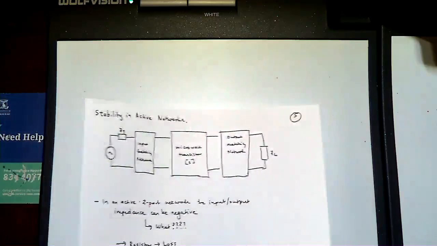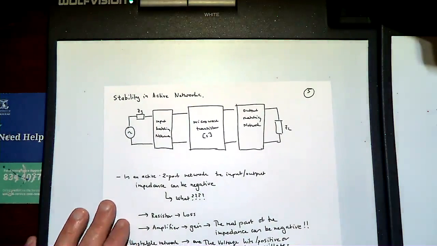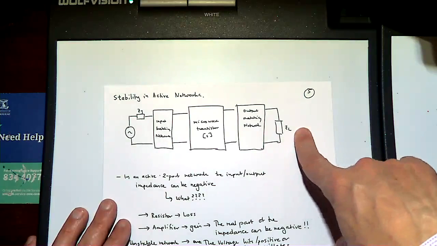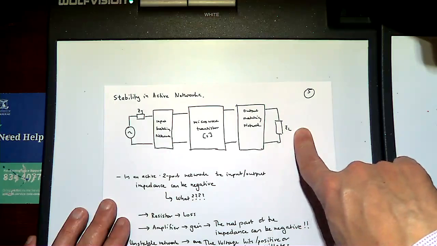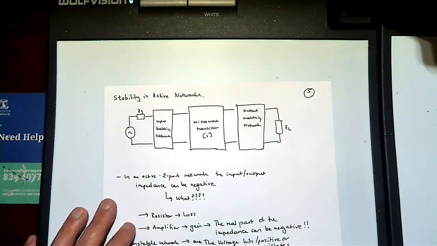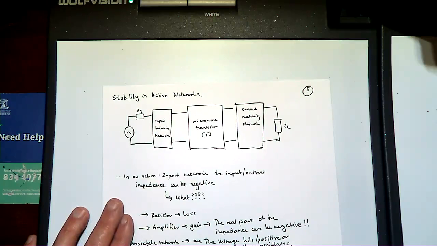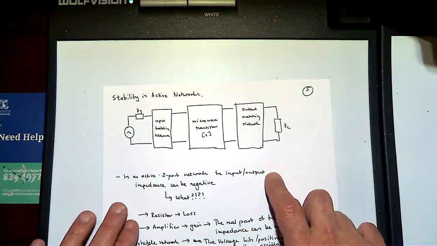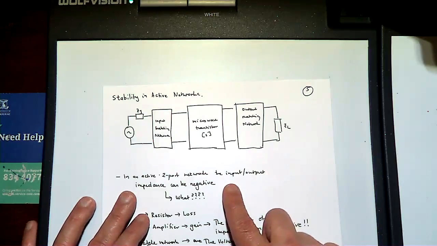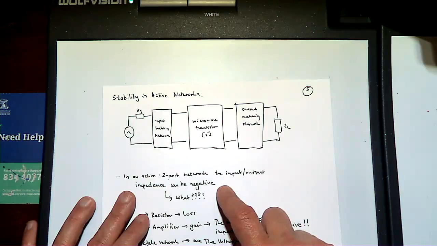Now, the next thing that I'm going to do, and I'll just introduce it, and then we'll talk about it in much greater detail in the next lecture tomorrow, is what happens once I've got this two-port network, which has got some kind of microwave transistor. There's a couple of things that I want you to think about tonight. One is, if I've got a two-port network and it's active, can the impedance ever be negative? Right? So I want you to think about that.